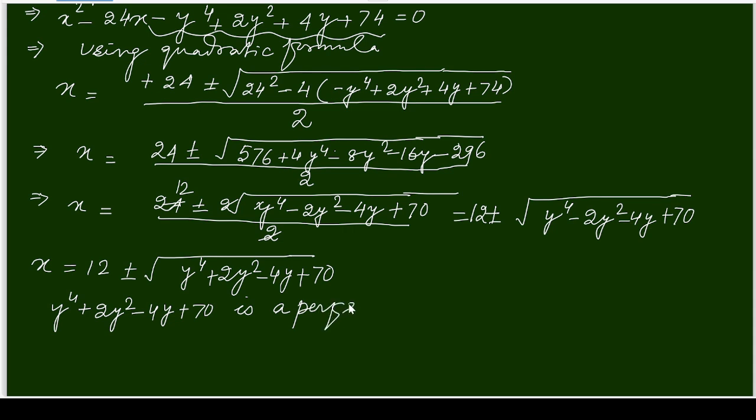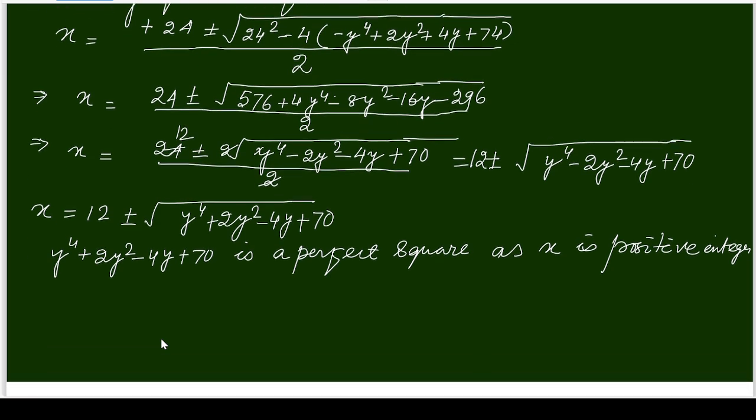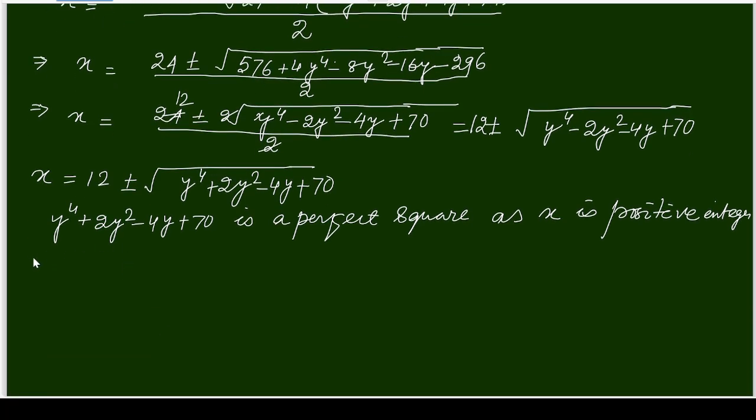Why? As x is a positive integer, this is a perfect square. So let it be k squared: y to the power 4 minus 2y squared minus 4y plus 70 equals k squared for some k.